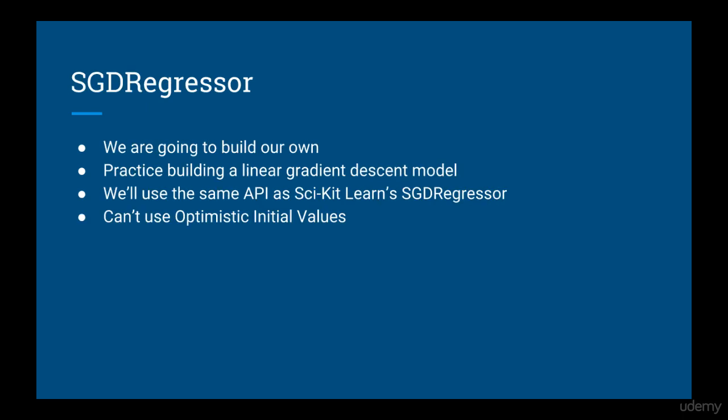The first modification we're going to make is we're going to build our own SGD regressor. This is going to give you some practice with building a gradient descent model, in case you don't remember. In order to make sure it has the same API as scikit-learn's SGD regressor, we need to implement a partial fit function and a predict function. Note that doing this means we won't be using the optimistic initial values method, because the predictions will be determined by the weight.